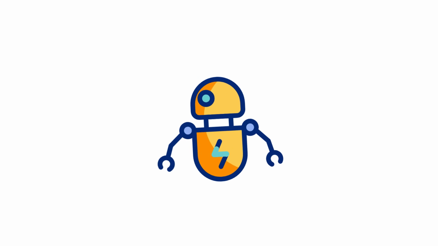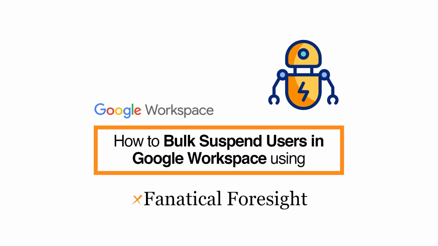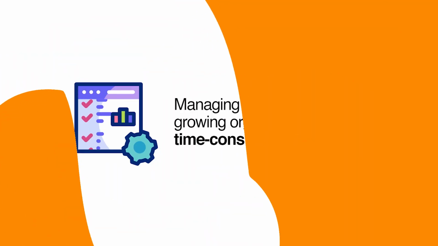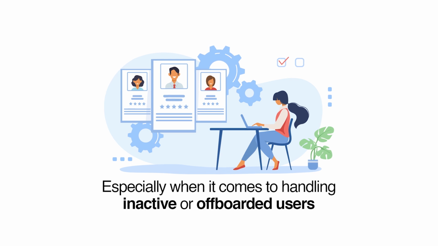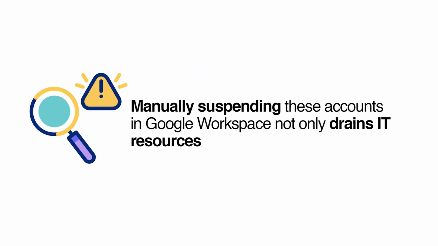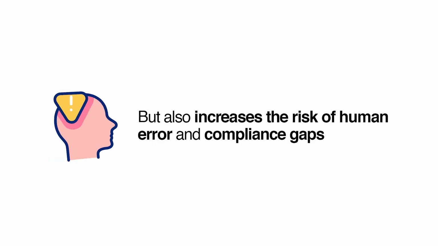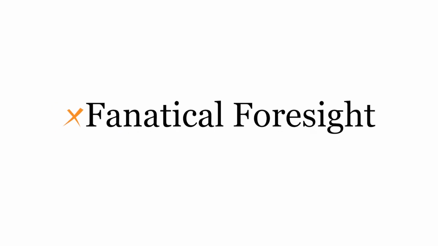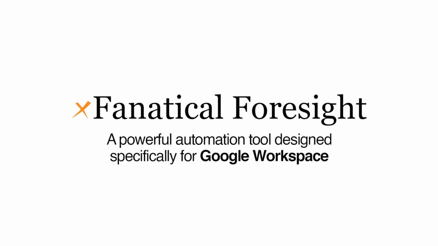Hi there, in this video, you will learn about how to bulk suspend users in Google Workspace using xFanatical Foresight. Managing user accounts in a growing organization can be time-consuming, especially when it comes to handling inactive or off-boarded users. Manually suspending these accounts in Google Workspace not only drains IT resources but also increases the risk of human error and compliance gaps. That's where xFanatical Foresight comes in, a powerful automation tool designed specifically for Google Workspace.